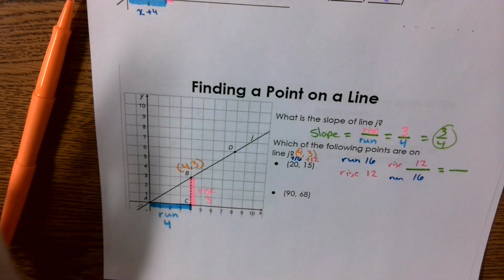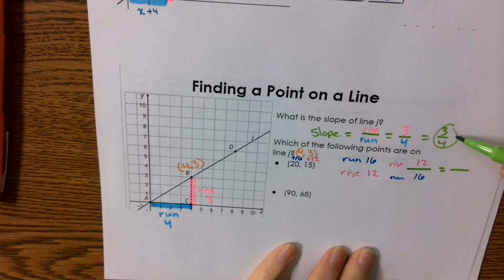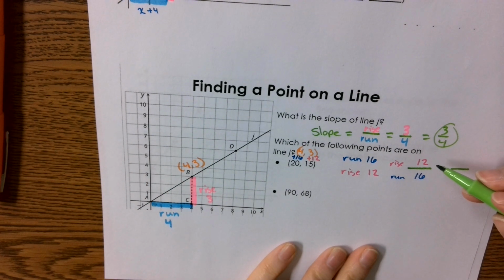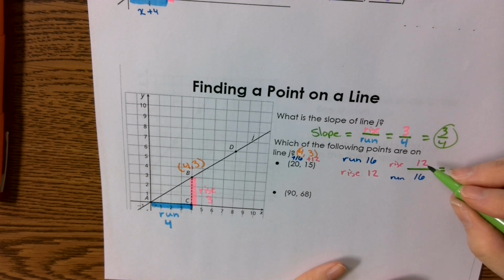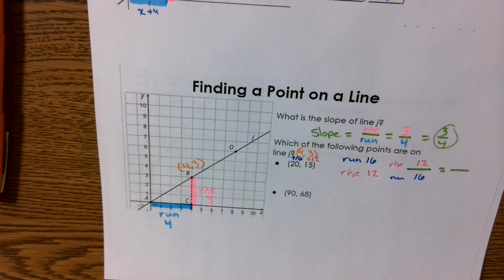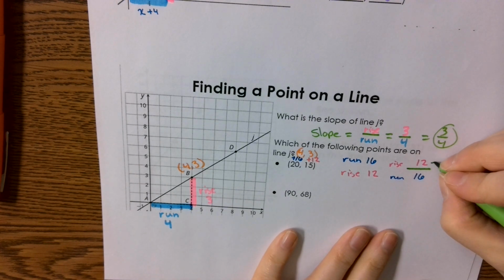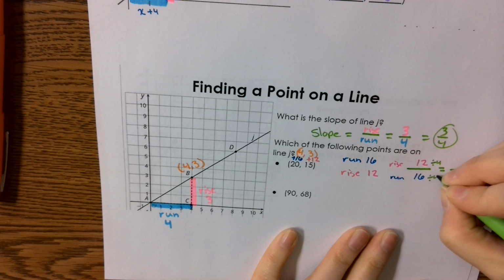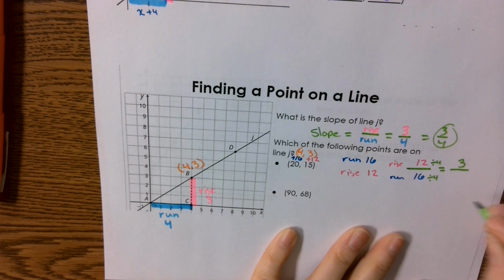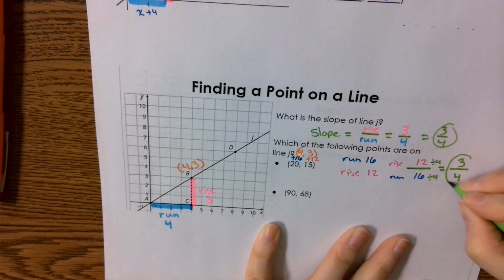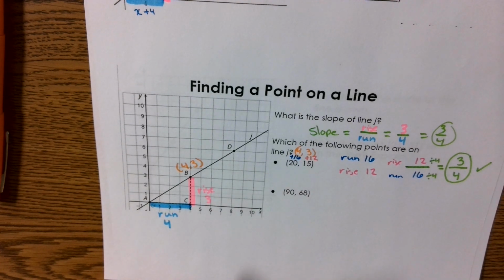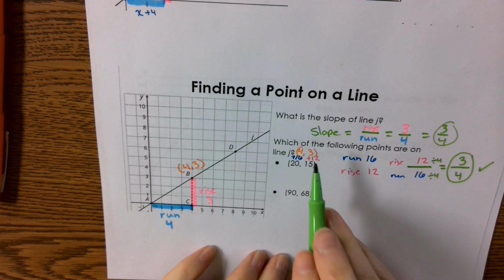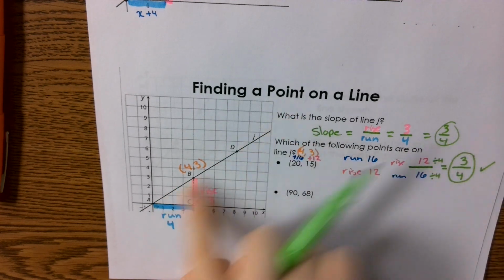And I want to know, is it going to simplify to 3 over 4? So 12 over 16, will that simplify to 3/4? What are they both divisible by? 12 and 16. 4. They're both divisible by 4. 12 divided by 4 gives us 3. 16 divided by 4 gives us 4. So it's the same slope. So is it on the same line? Yes. So 20, 15 is going to be on this line.